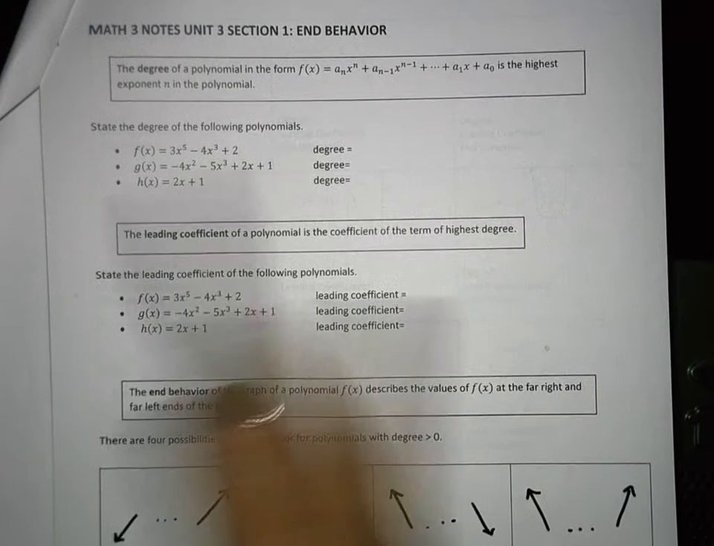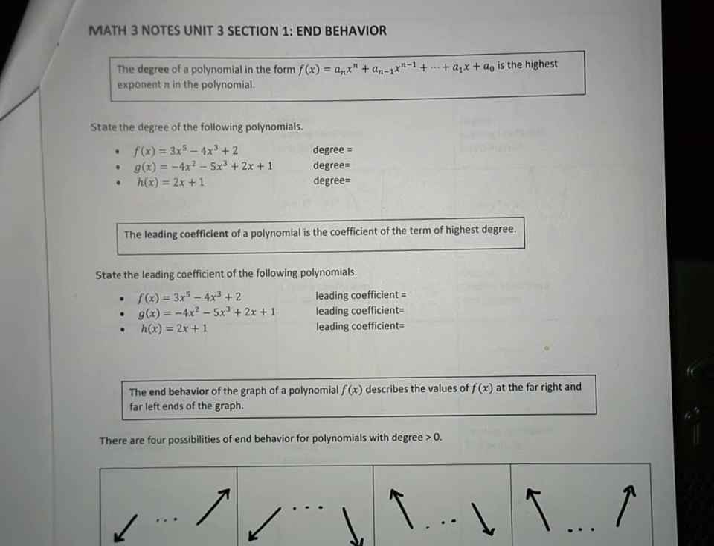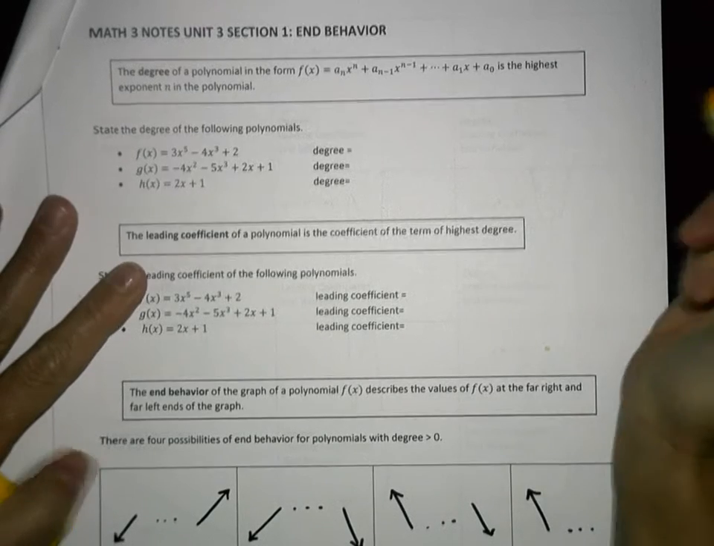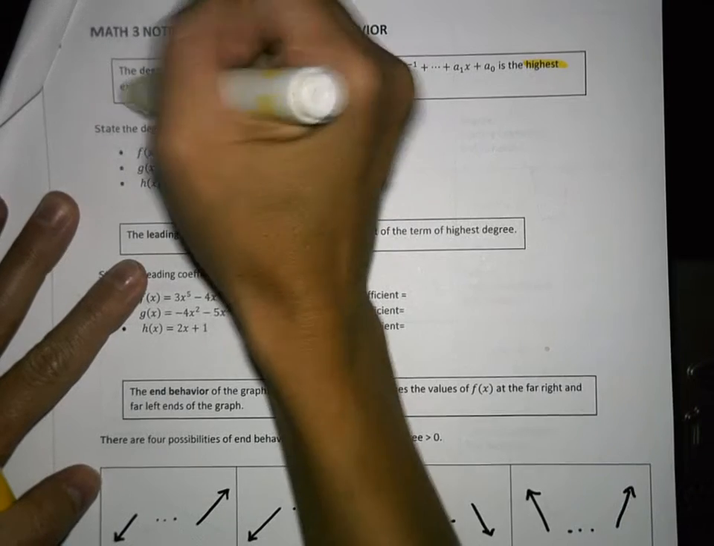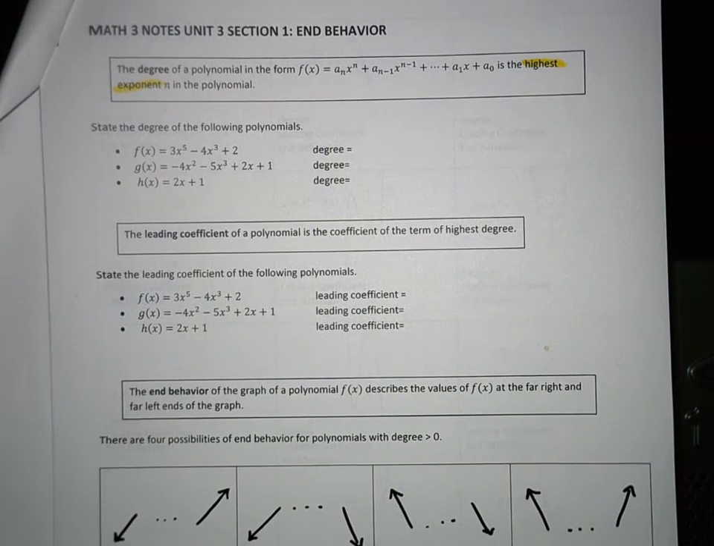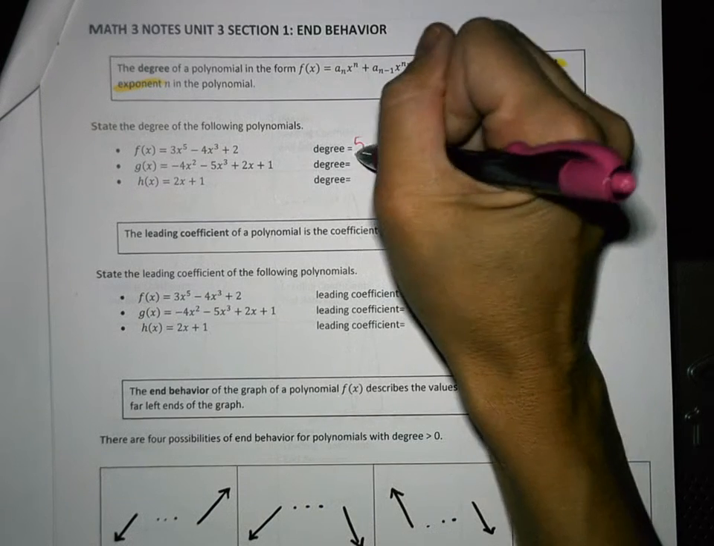So the degree, does anybody remember what the degree is? Or you could read the definition. The degree of the polynomial is basically just the highest exponent in the polynomial. Normally we have them written in descending order. And if you look at that first example, you're exactly correct. That answer for the degree is 5.